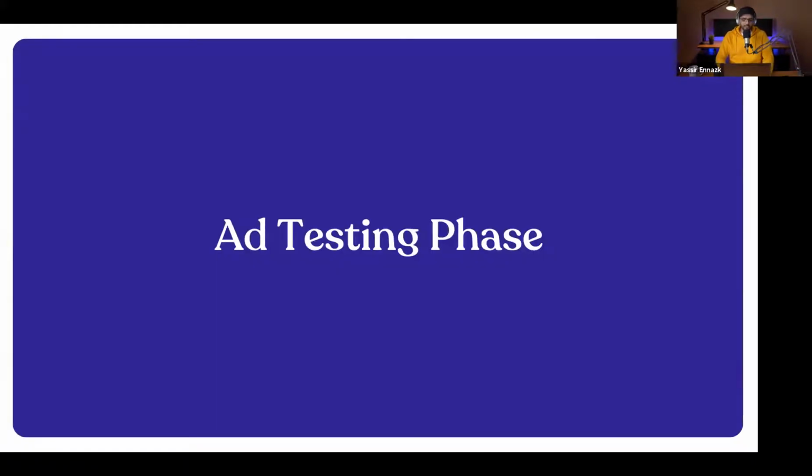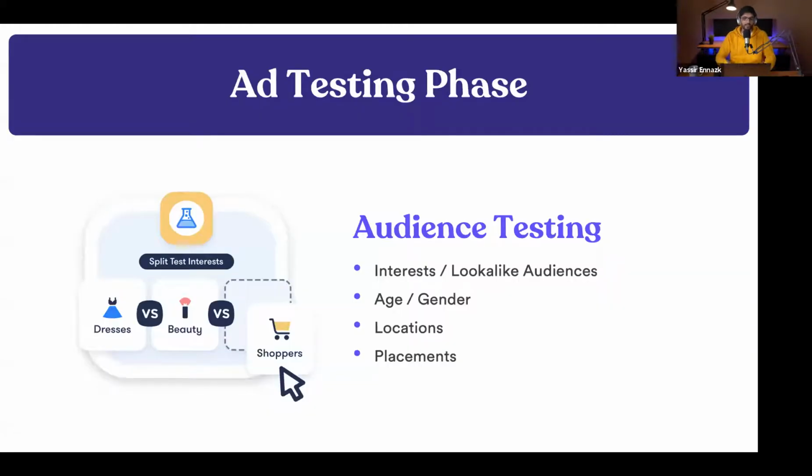So the ad testing phase. Now, in the ad testing, there are two things. There is the audience testing and there is the creative testing. In the audience testing, you need to test different interests, different lookalike audiences if you already have data, different age groups, different genders, different locations, different placements.